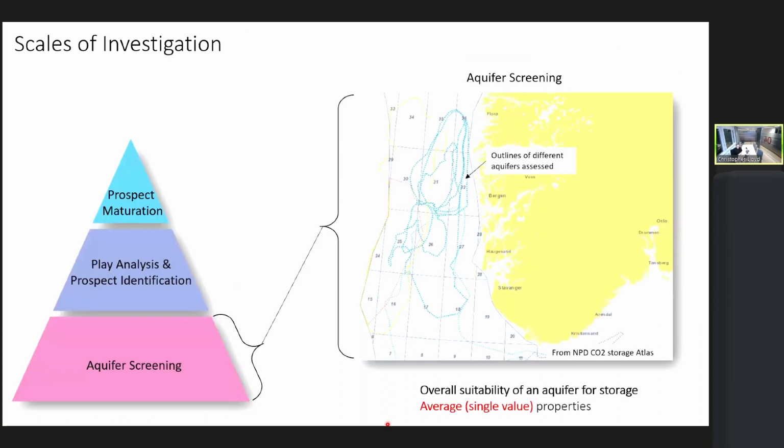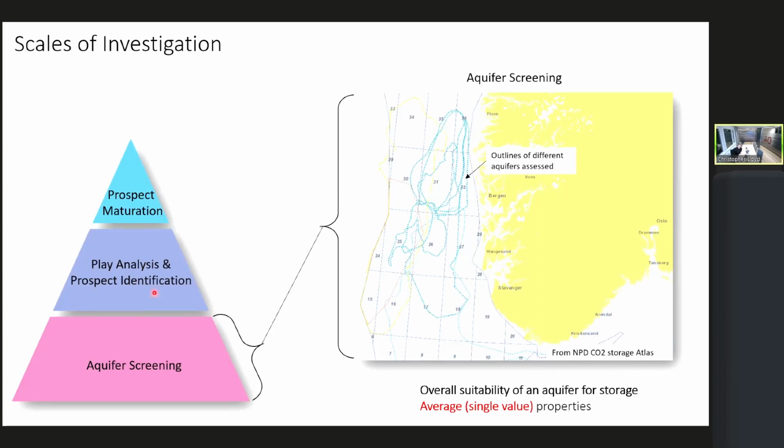So I first wanted to start talking about the scales of exploration. So when we explore for any resource, we first start at a very large scale, and then gradually we decrease the area of interest and increase the level of detail as we remove areas that are either unsuitable for storage or are not in our main focus. And you may have seen this being portrayed in a pyramid or a triangle such as this. And it's the exact same thing for what we do for CO2 storage exploration.